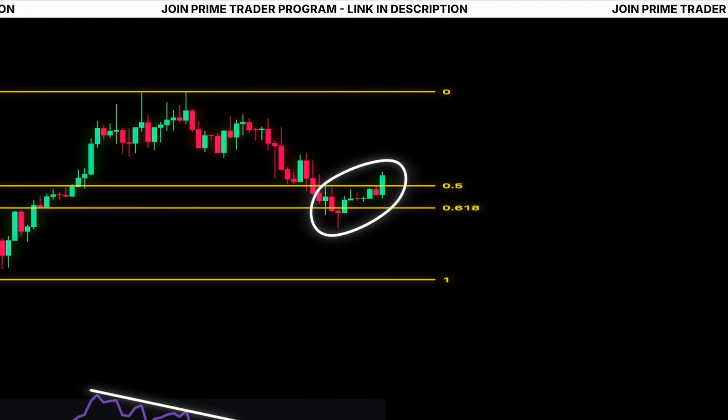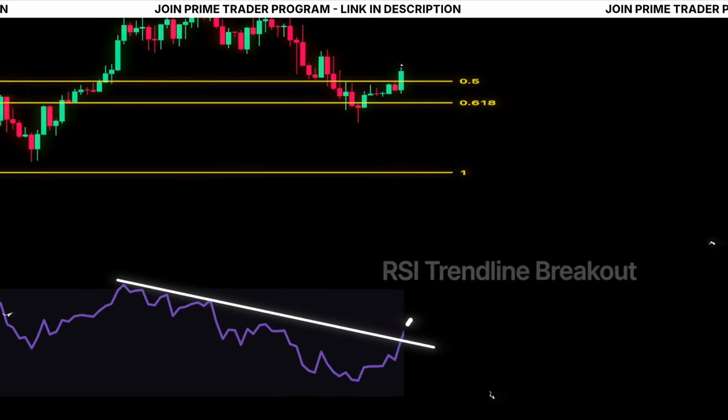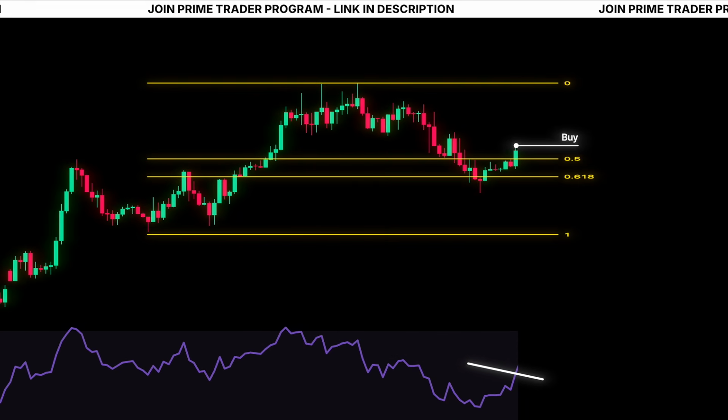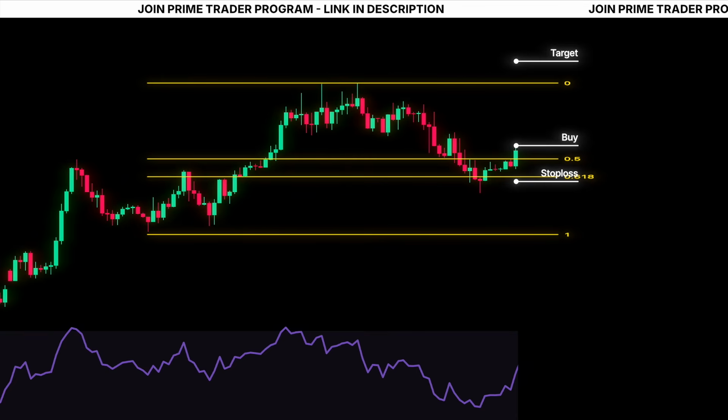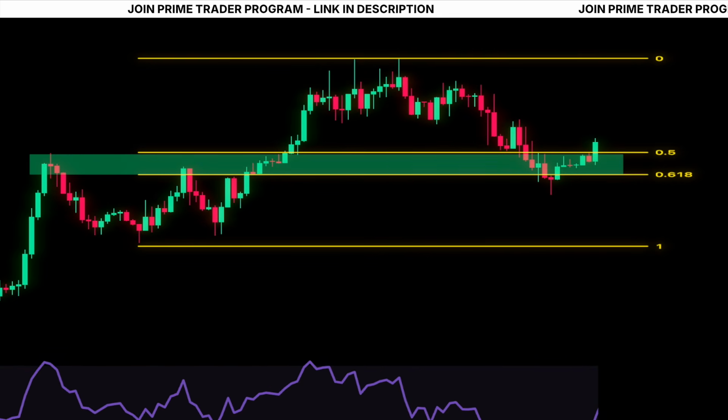The price bounces from the golden zone and starts to trade up. Our entry occurs when the RSI breaks above the trend line on this candle. We keep our stop loss below the golden zone and target a 2:1 risk-reward ratio. Now this is the strategy on paper, but if we look closely, we can see that there is a support level in this exact area that was once a resistance.